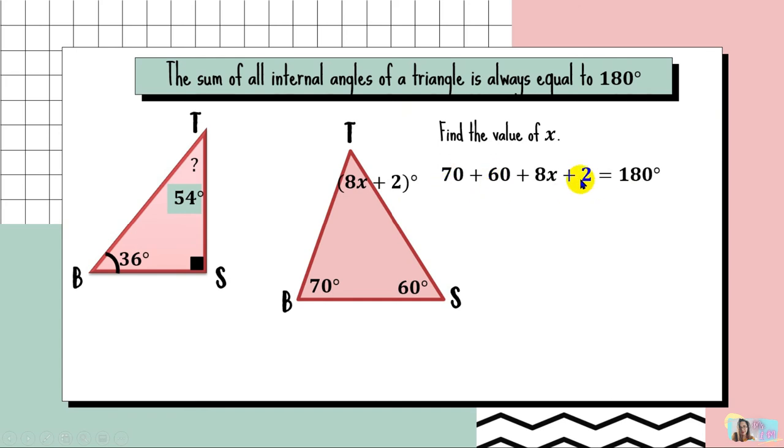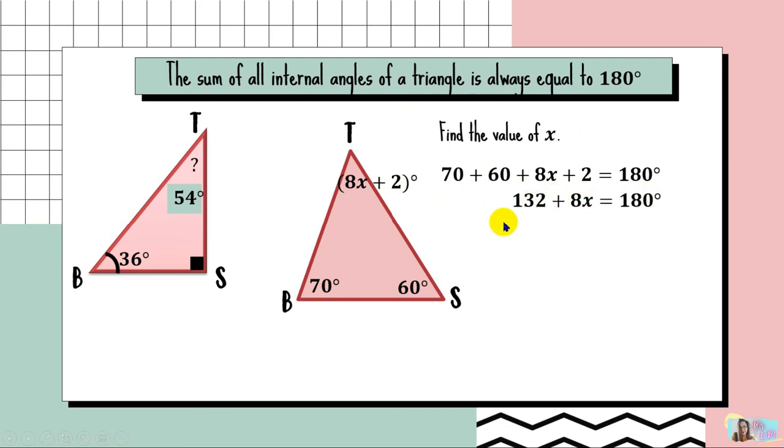70 plus 60 plus 8x plus 2. So, saan nanggaling yung 8x plus 2? Dito po siya nanggaling, okay? And then, so we have to combine like terms. So, we have constants here, 70 plus 60 plus 2, that is 132. And then, yung ating 8x, we have to retain that onto our left side of the equation kasi kailangan natin yung value ng x. So, anong gagawin natin?